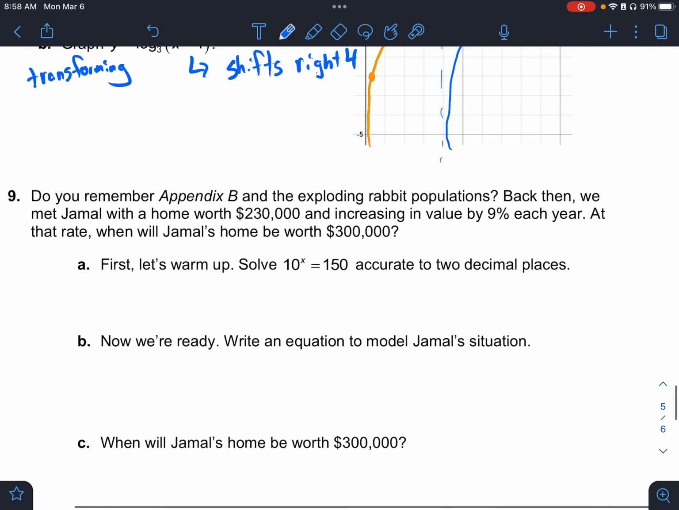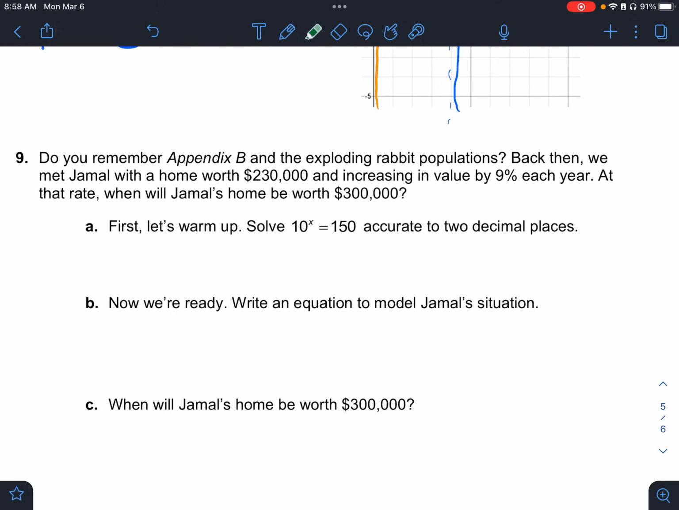And then our last problem here, looking at Appendix B. Boy, it's been a long time since we've done that. Let's work on just being able to solve some of these log functions. We're using that power property. So I'm going to take the log of 10 to the x is equal to log 150. This is the same as x log 10. That's that power property. Log 150, divide by log 10. I'm not going to show the calculation on my calculator, but you should get about 2.17.